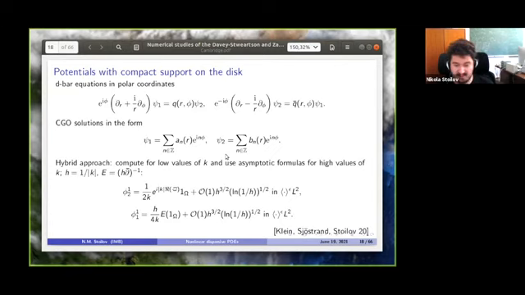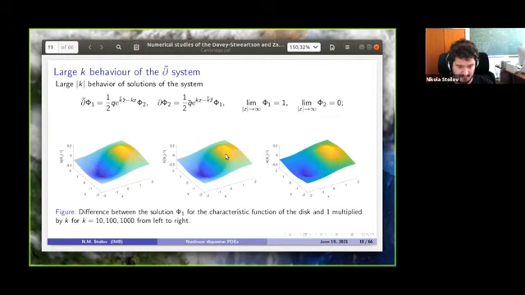The problem here is that we get a highly oscillating factor. So we have these equations, and when K gets very high, it is very difficult to compute.